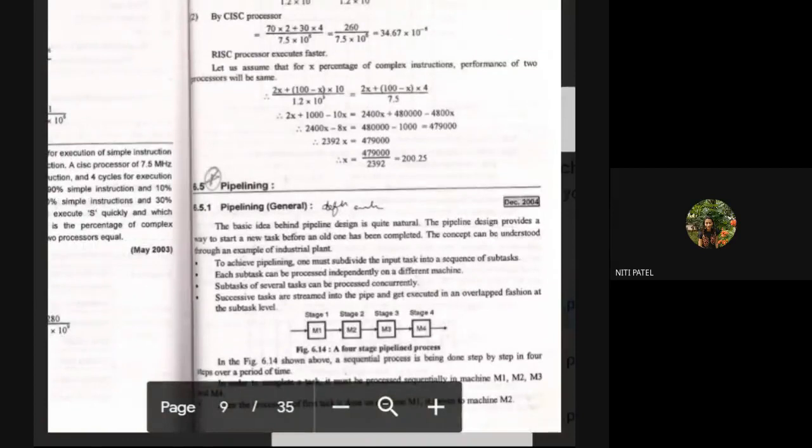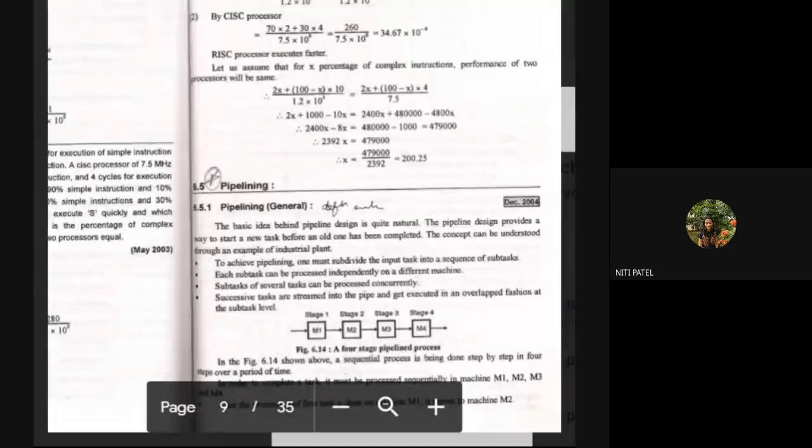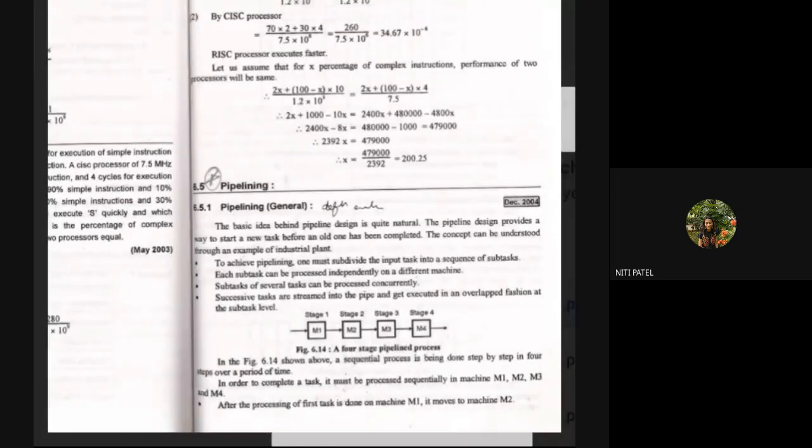Now let us go to the next topic, which is pipelining. What does pipeline mean? You are executing more than one instruction in a much faster way by dividing that instruction, either a single instruction into sub-instructions or an entire program into multiple instructions. That is what is called pipelining.